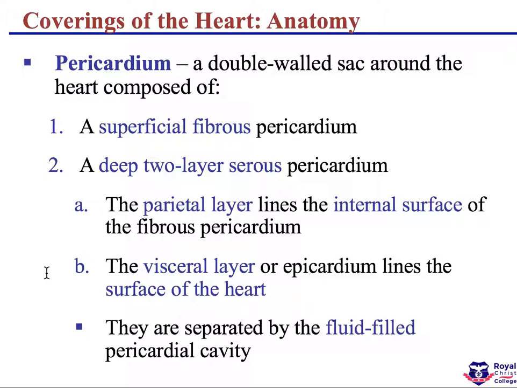The fluid between them is known as the pericardial fluid. When infections like bacterial or viral infections get in here, you get pericarditis, which in terms of pathology can cause chest pains and various arrhythmias, and there are certain clinical signs and symptoms you can look out for. But the main thing to be aware of is that it's a double-walled sac around the heart composed of a superficial fibrous pericardium and then a deep layer which contains a parietal layer and a visceral layer.